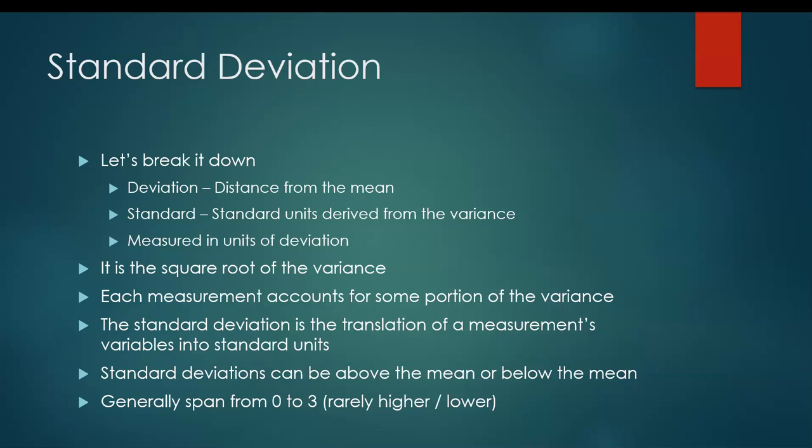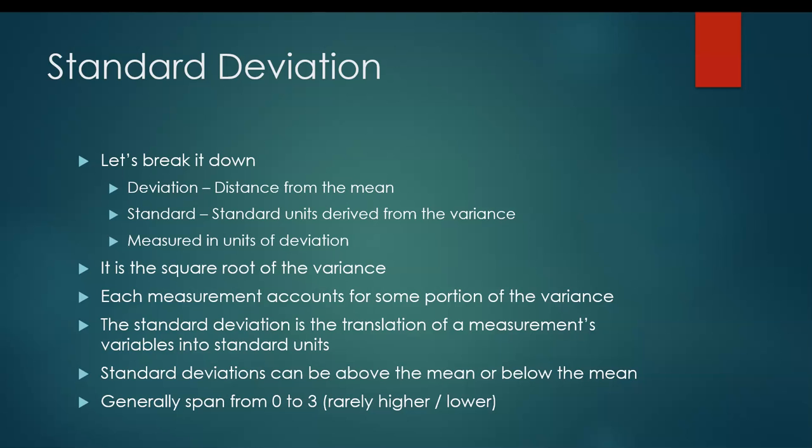Deviation is the distance from the mean, and standard is a standard unit. It's a standard unit derived from the variance. And we measure standard deviation in units of deviation. So the simplest way to describe how we calculate standard deviation is we just take the square root of the variance. Remember, we had to square everything in the variance to get rid of the negatives. Well, that leaves us with a rather large number. So we just take the square root of that value, and that becomes our standard deviation.